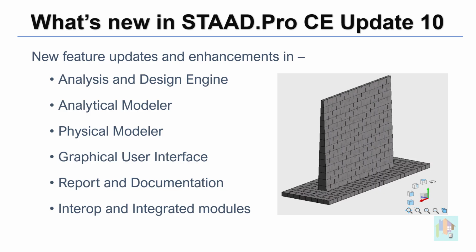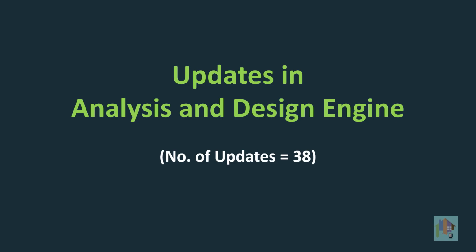As mentioned earlier, there are more than 200 updates and bug fixes in this new version, and I have grouped all this in different categories. I will start with the updates in analysis and design module, cover the updates in user interface including post-processing and member query window, enhancement in physical modeler, and finally discuss the improvement in the interconnected modules like RAM Connection and RCDC mode. Let's start with the updates in analysis and design engine, which is very important to understand the result difference with any older version.